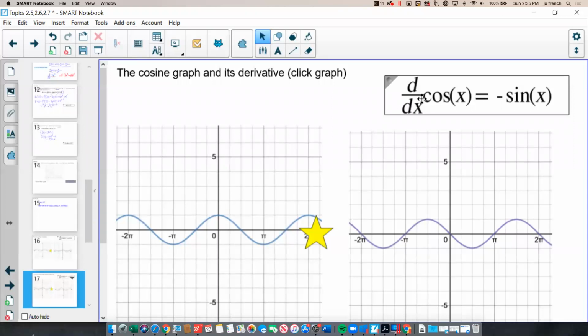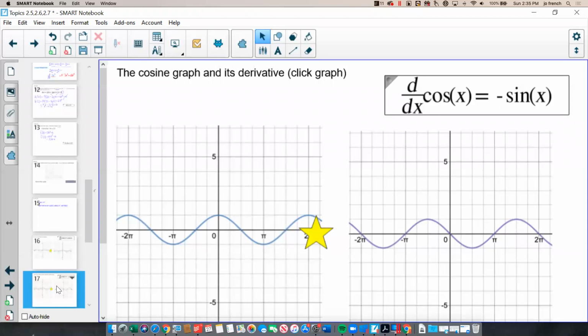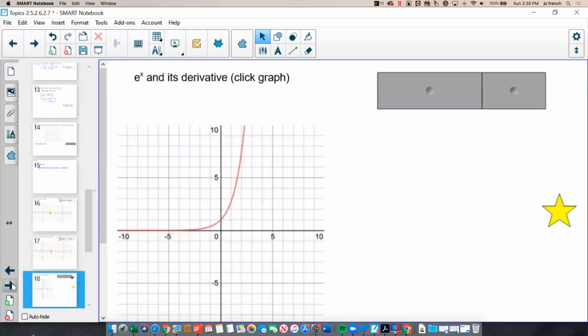So the derivative of the sine of x is the cosine of x, and the derivative of the cosine of x is the negative sine of x. Let's look at the graph of e to the x, the exponential graph, which starts out very flat and then rises, and starts rising faster and faster and faster.